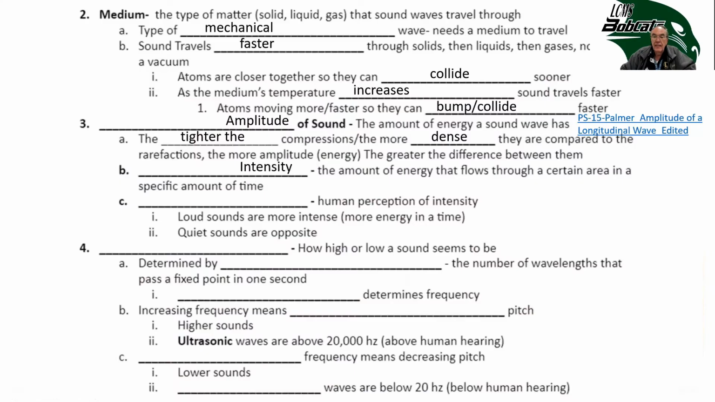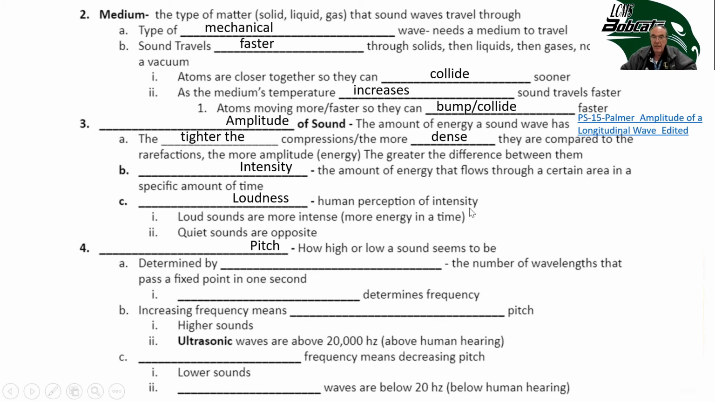Now, sound intensity is how much sound is flowing through an area in a certain amount of time. And the way we perceive that is loudness. So if there's a whole bunch of sound in a small area, we say it's very intense. I put in the notes, loud sounds are more intense and quiet sounds are the opposite. So you have to be careful with this. Sound intensity can damage your hearing.